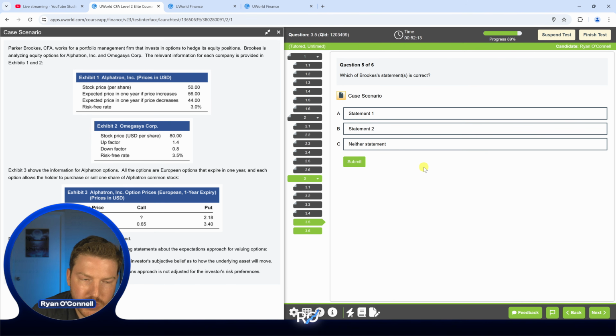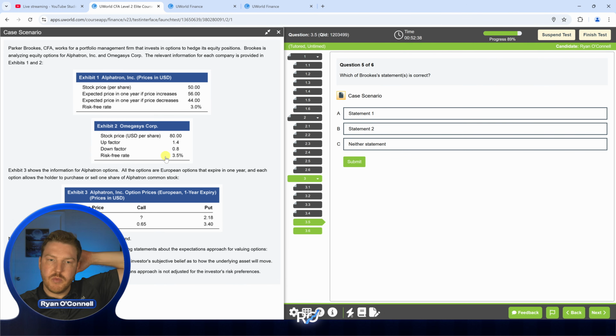Let's look at the two statements. While talking with a colleague, Brooks makes the following statements about the expectations approach for valuing options. This expectations approach is similar to the logic in the binomial option pricing model. Statement one: the expectations approach relies on the investor's subjective belief as to how the underlying asset will move. Basically all these values, the up factors, down factors, risk-free rate, are implied from the market. It's not dependent on an investor's subjective belief. You're using actual market mechanics to determine these values and not your own beliefs.